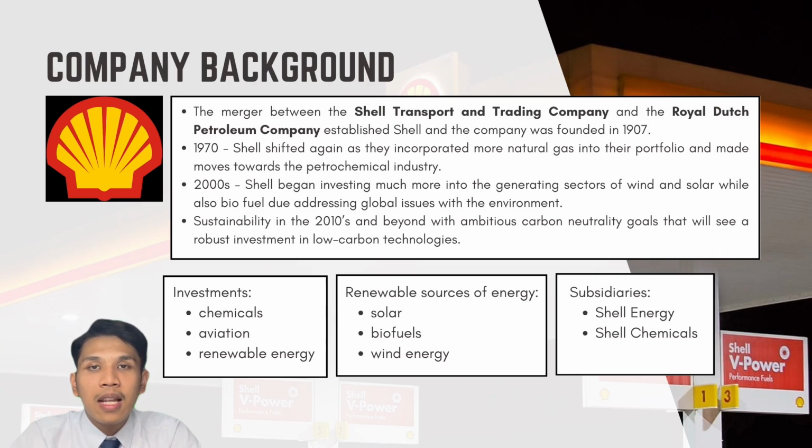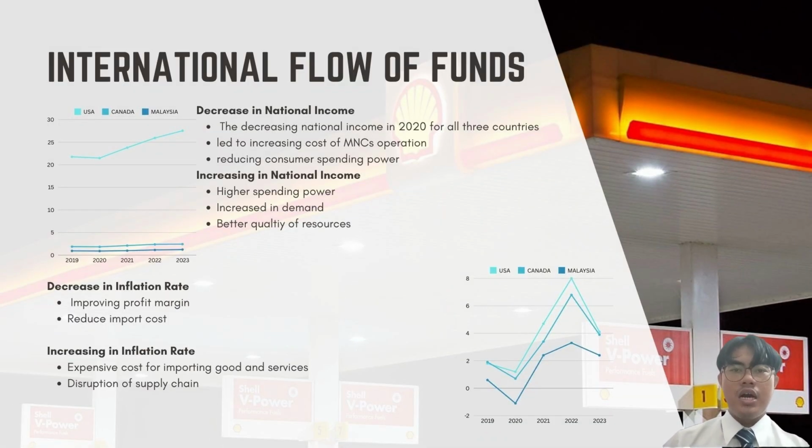With subsidiaries like Shell Energy and Shell Chemicals, the company has boosted its competitiveness in the aviation service market, as well as the provision of industrial chemicals and clean energy. With an increasing focus on sustainability, Shell is actively planning for a low-carbon energy future while maintaining its leadership in global energy markets. For this part, we will analyze how the disruption of flow of funds will affect the operation of Shell MNCs over the world.